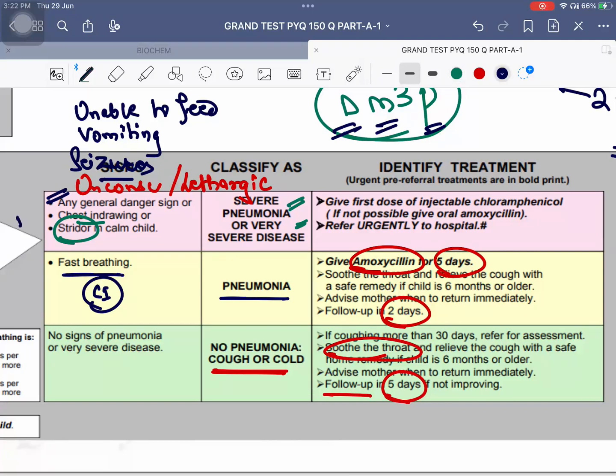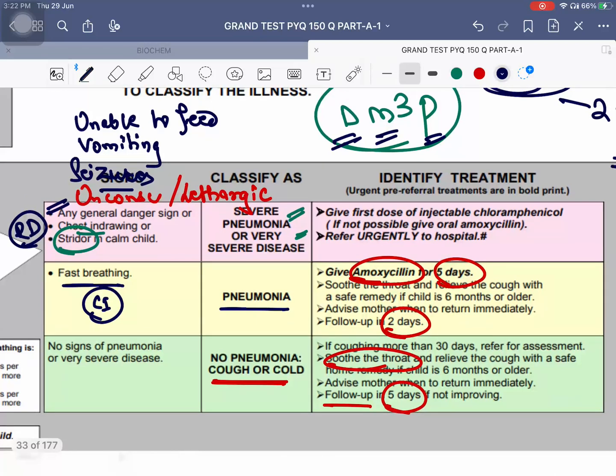Along with that, respiratory distress. Definitely, if the child is having respiratory distress, he cannot be managed with antibiotics only. That's very clear. Okay? So that's important. So when will you classify into the pink category? If there is any one of the general danger signs, or the child is having respiratory distress, or the child is having stridor. Okay? What should be done? We should give the first dose of injectable antibiotics. Okay? Usually we don't even give chloramphenicol.